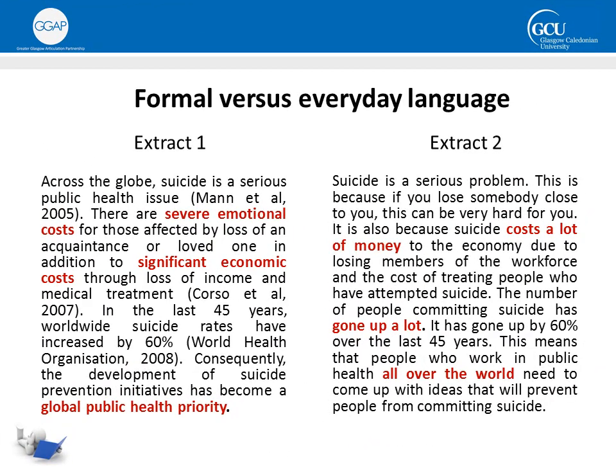You might have noticed that extract 1 is very proper and uses formal language with phrases such as severe emotional costs, significant economic costs and global public health priority, as shown in bold. But extract 2 uses more everyday wording with phrases such as a lot of money, gone up a lot, all over the world. You might also have noticed that extract 2 is quite wordy or waffly in comparison to extract 1, which is much more direct and to the point.